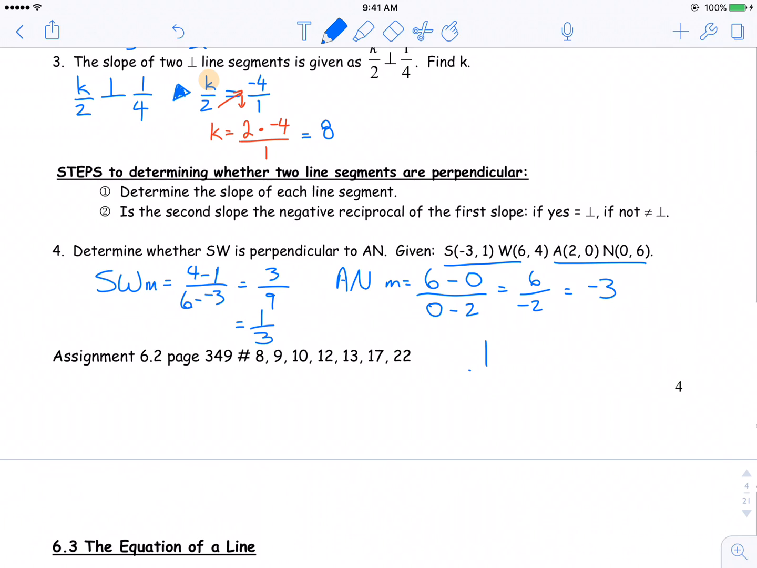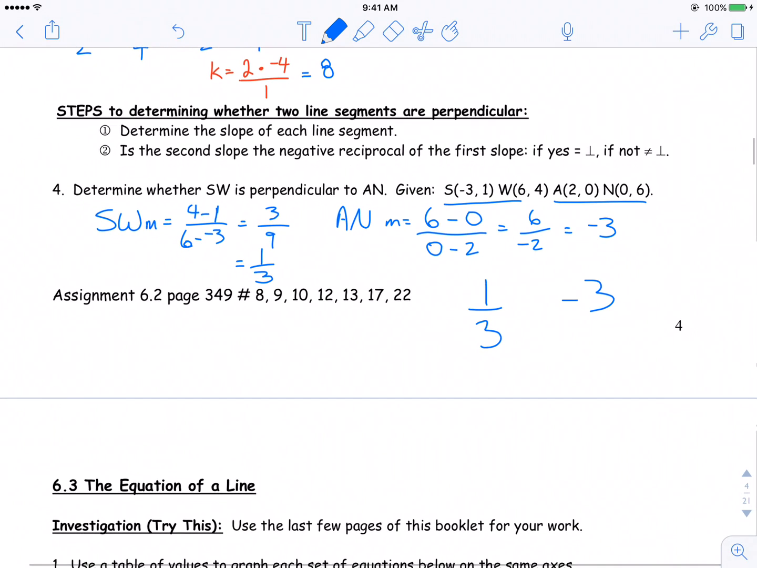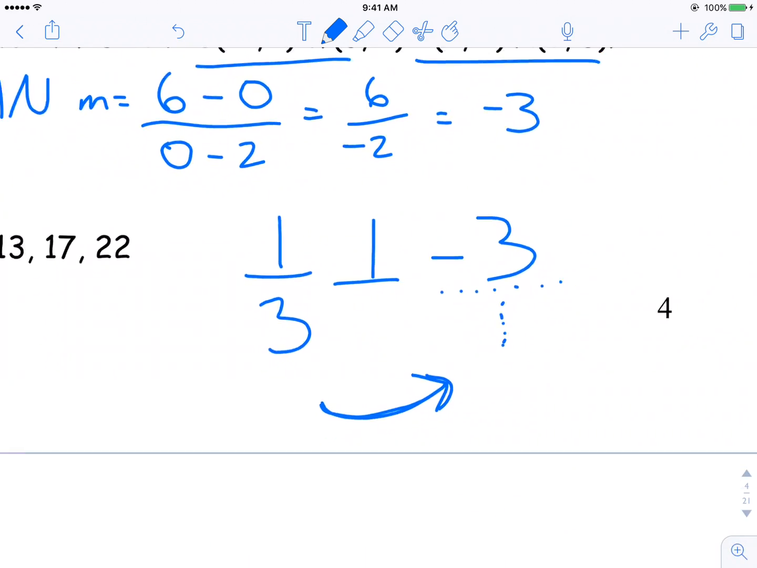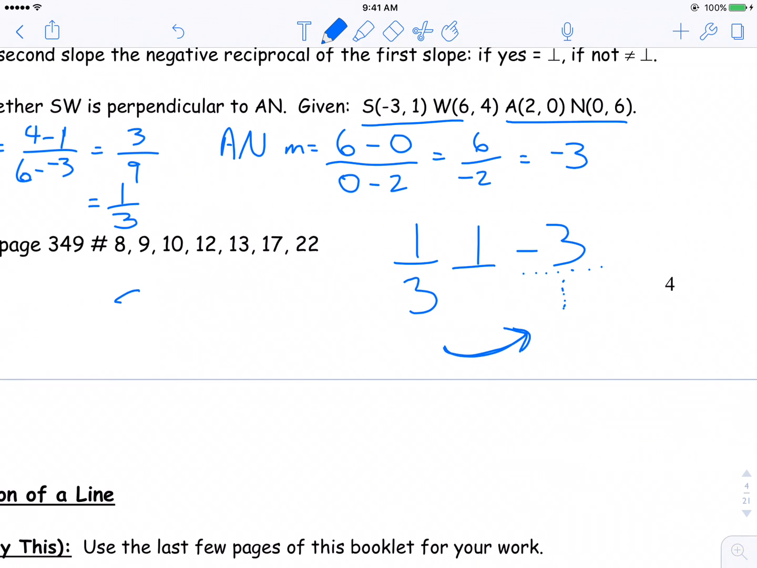Are 1 over 3 and negative 3 negative reciprocals of each other? Well, if I put this 3 over 1, they are flipped fractions, and one is negative, one is positive, so they are perpendicular. Okay, so they are negative reciprocals. So I can say SW is perpendicular to AN.